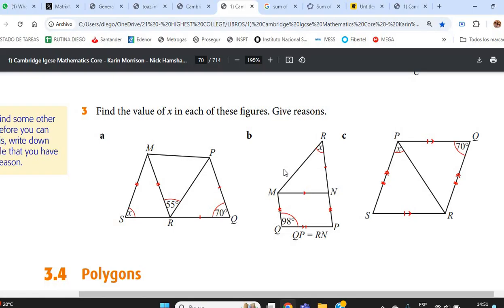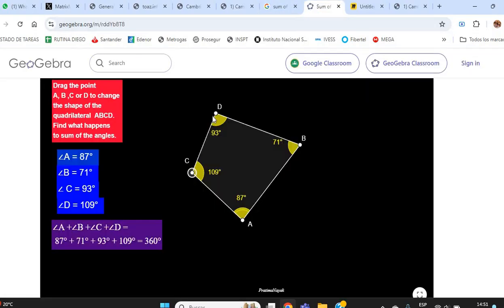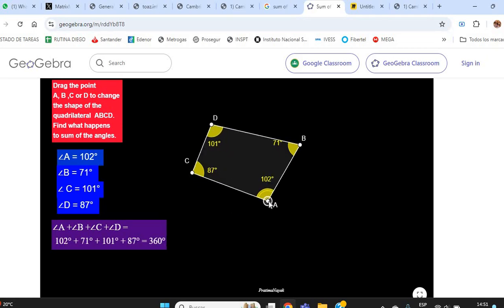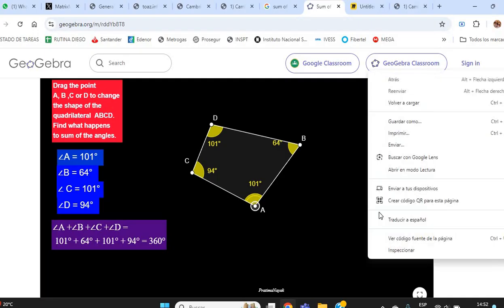I will send you in the classroom a link to this page so you can see how the angles change if you move a vertex. And even though you change the vertices and the angles, the sum of the angles is always 360. This works only for a quadrilateral. Okay, and this is it.